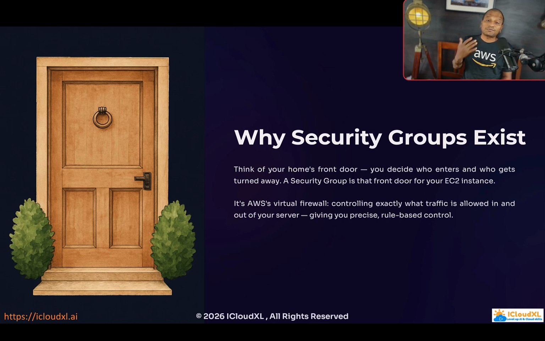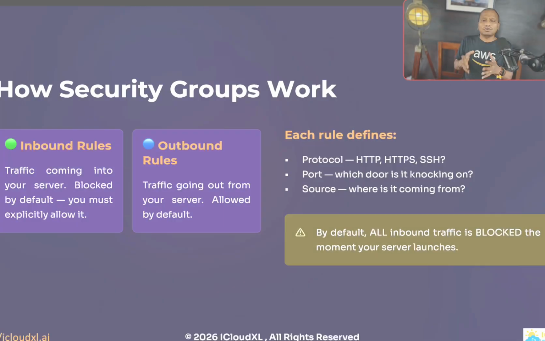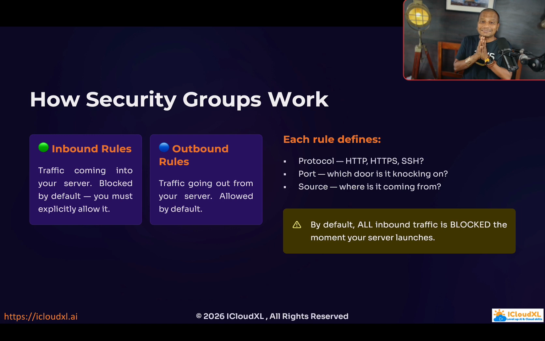A security group is like your front door. Think of your home's front door. You decide who gets in or who gets turned away. A security group is the front door for your EC2 instance. You allow some traffic to come in, or you deny all the traffic. So you have complete control over who gets in and who doesn't. A security group has two components: one is inbound rules, and another is outbound rules.